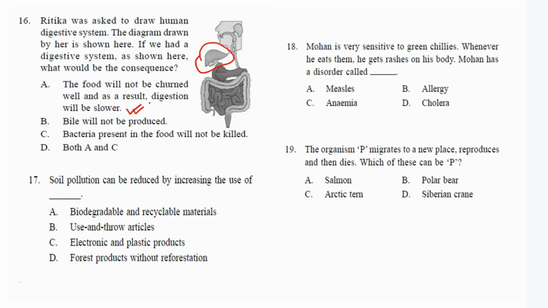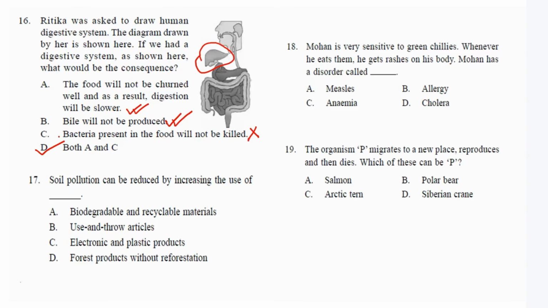This is correct, because the digestive juice will not be poured. Bile will not be produced. Yes, bile will not be produced because it is placed in the upper part of the digestive system. So this is also true. Bacteria present in the food will not be killed. No, this is wrong. So the correct answer will be both A and B, option number D. So if we have a digestive system as Ritika has drawn here, the consequence will be the food will not get digested properly and the bile will not be produced well.